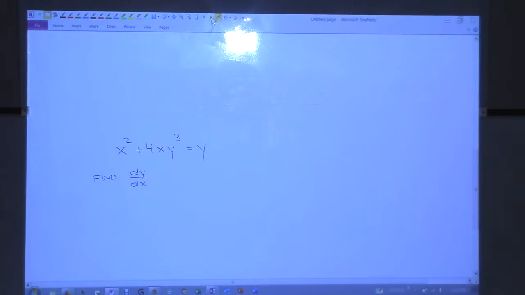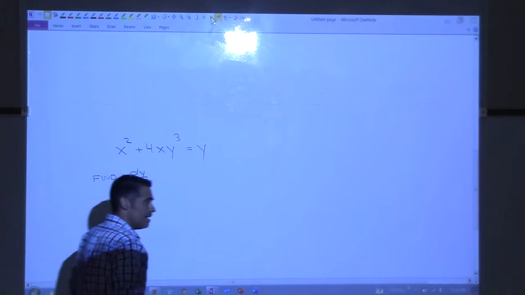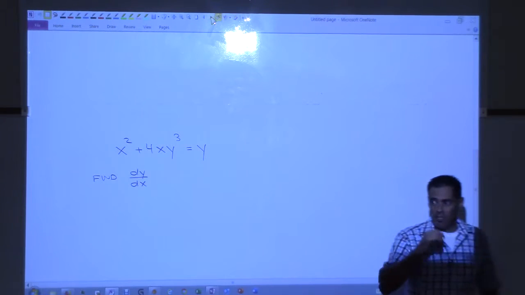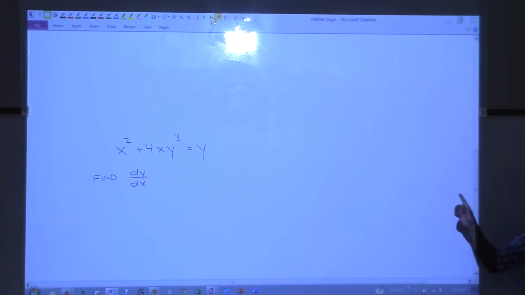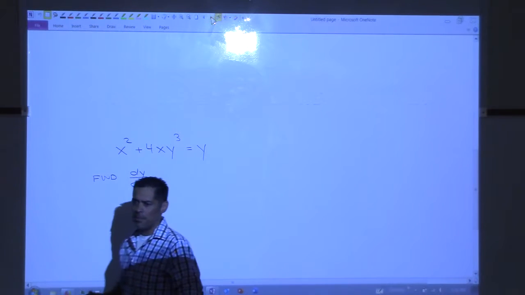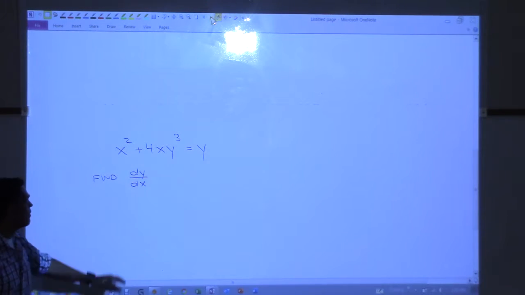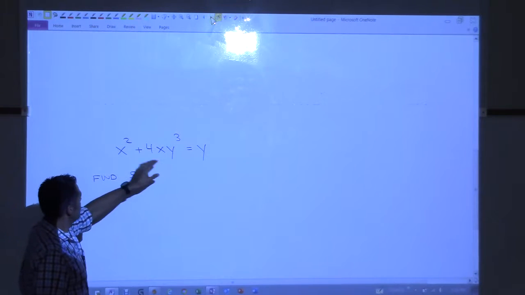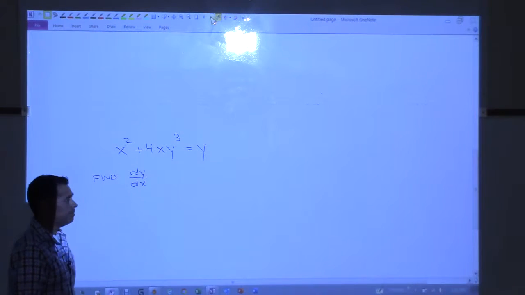All right, so here's the problem, right? And you're asked to find dy/dx, which means you have to use implicit differentiation. How do I know that this problem is implicit differentiation? You can't solve it for y. Not easily. You might be able to, but I don't think easily you can solve for y, right? So we can just leave this alone, right?